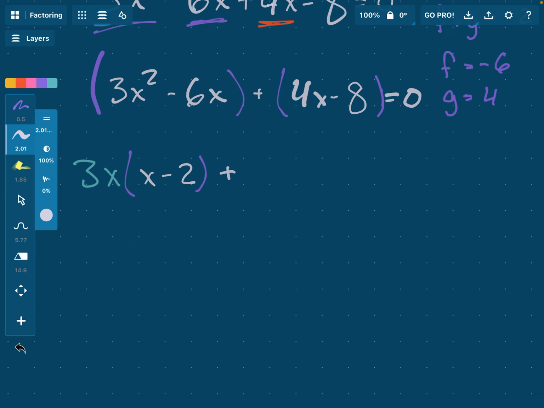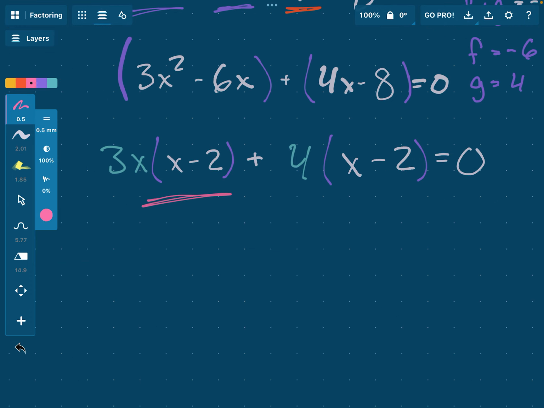So now we have plus 4 times x minus 2, which is going to be equal to 0. So it's really important, I guess that's a good showcase there, that these values match. These binomials have to be the same in order for us to factor both of them out. If they're not the same, we're not allowed to factor them.